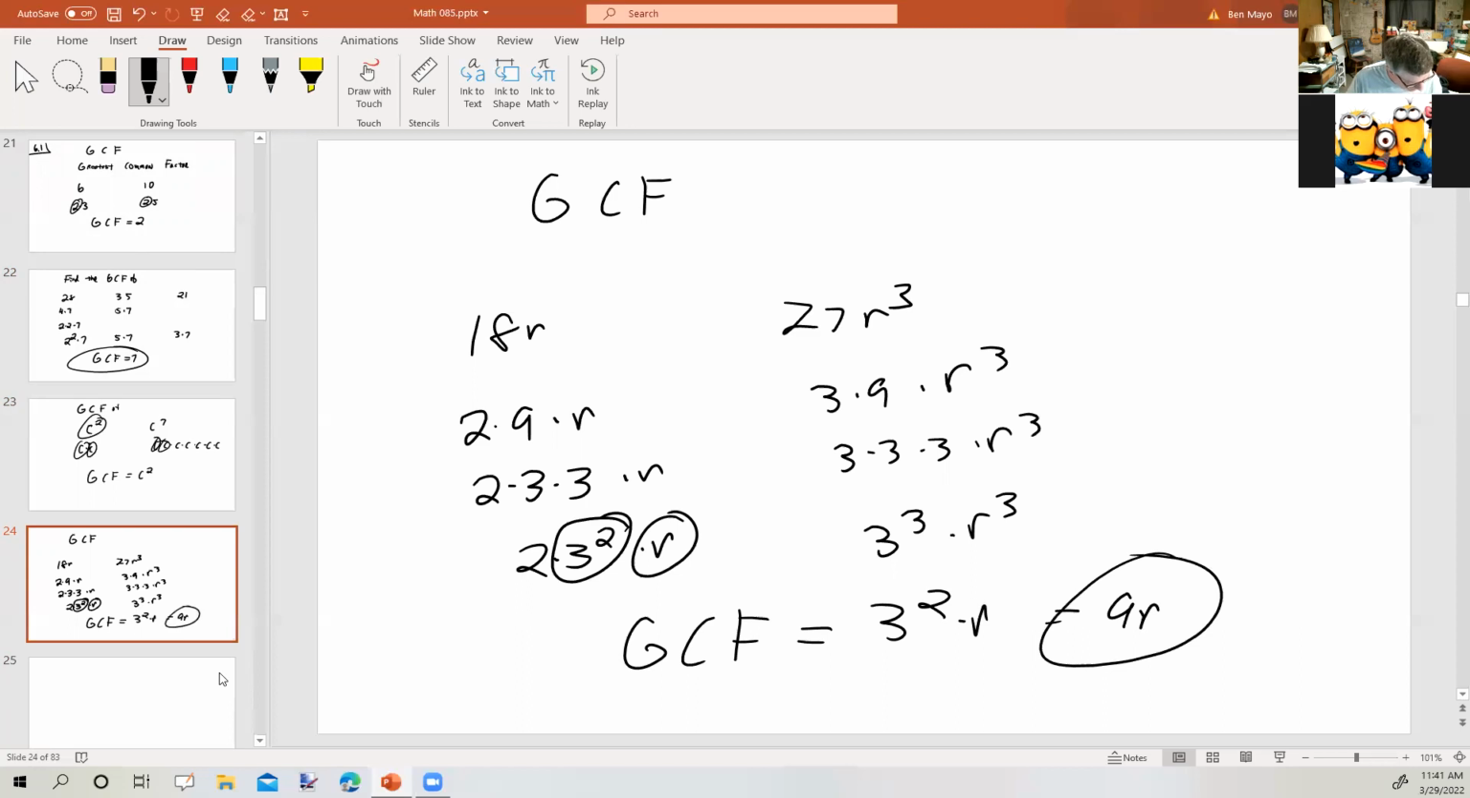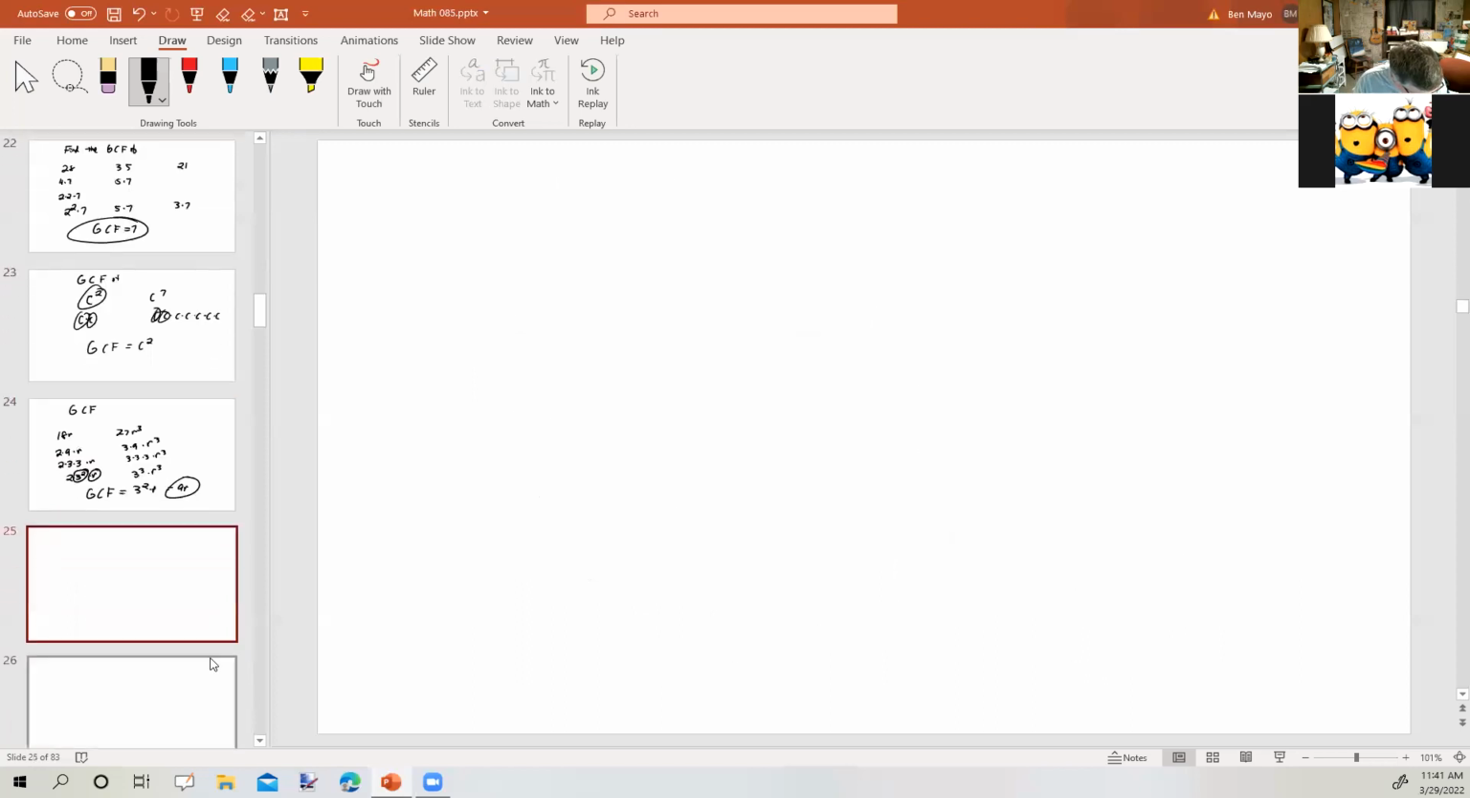Again, any questions on that example? Okay, let's see here. Find the greatest common factor of 15c squared d to the 4th, 10c squared d, and 40c cubed d cubed.